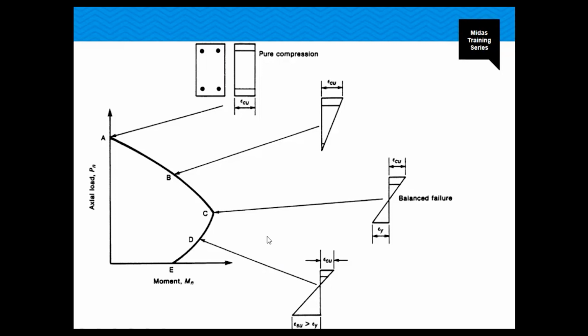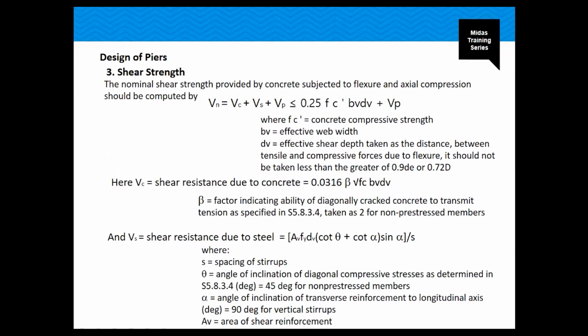Point C represents the balanced strain condition, which corresponds to the strain distribution where the extreme concrete strain reaches 0.003 and the reinforcement reaches yield at the same time. At this condition, the section has the highest moment capacity, as you can see here, axial and moment at this portion. Then we have the shear strength calculation that we also need to consider in this type of element.